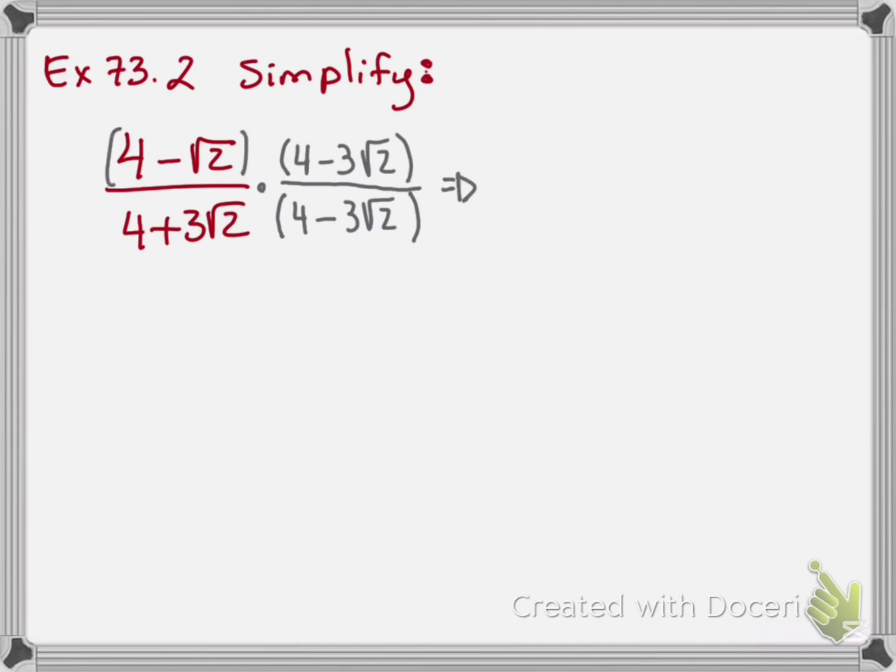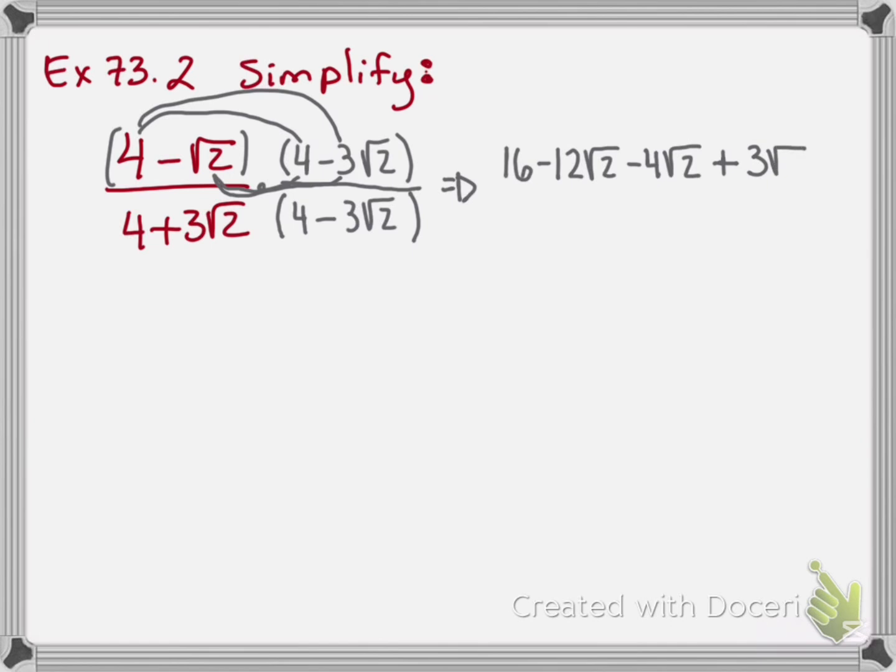And remember, we do 4 times 4, which is 16. 4 times negative 3 square root of 2, which is negative 12 square root of 2. Then negative square root of 2 times 4, which is negative 4 square root of 2. And then negative times negative is positive, and square root of 2 times 3 square root of 2 is 3 square root of 4. Then the denominator is even easier. We just put the first one squared minus, always minus, 3 square root of 2 squared.